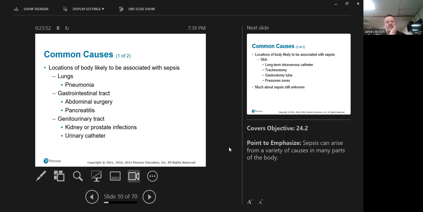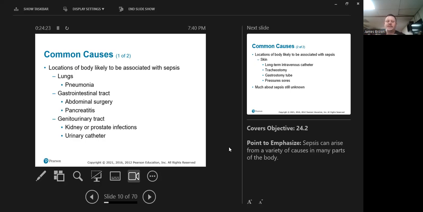You can also have infections due to a specific abdominal surgery. Pancreatitis can cause sepsis. And then one of the main reasons we see sepsis or an infection is the GI tract or the urinary catheter or the urological area, where we have patients that have UTIs or something along those lines, or a kidney infection that can cause sepsis very easily.